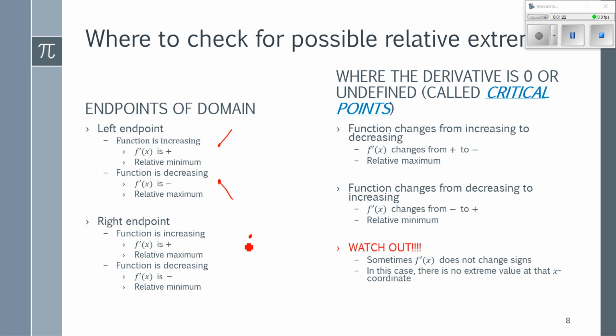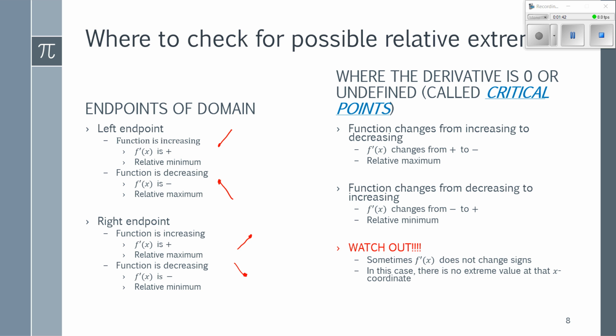If I have the right endpoint and my function is increasing to go into it, because remember in math we read a graph from left to right in rectangular coordinates, that would be a relative maximum. Whereas if my function is decreasing to the right endpoint, that would be a relative minimum.